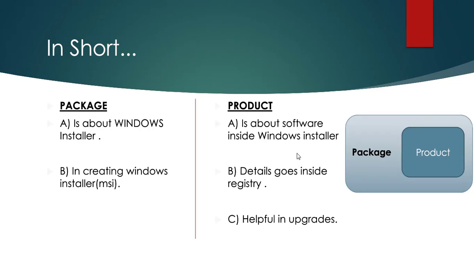First, let us see the difference between the Package and the Product tag. The Package tag is used in order to create a Windows installer, and the Product tag is used for the software that is mentioned inside the Windows installer. The Package tag is generally created for the generation of MSIs, and the Product tags are generally used in upgrades from one version to another version. All the details of this Product tag go into a registry. So in short, if you see this diagram, the product is a software that is being containerized in a package.